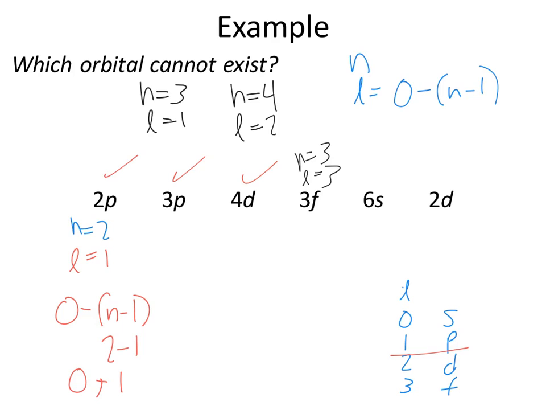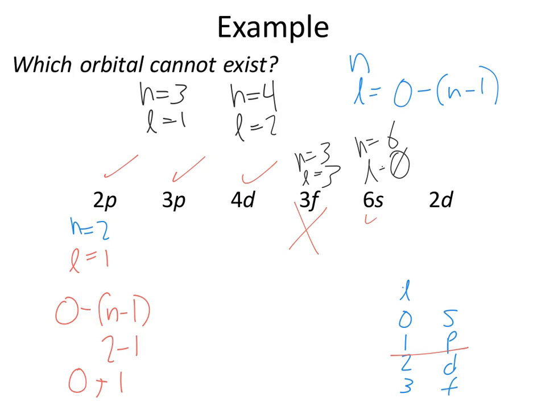Because again, L goes from 0 to n minus 1, the largest value that L could be is 2. 3 minus 1 is 2. And this is L, so actually this one cannot exist. If we go to the next one, 6s, our energy level is 6, so n is equal to 6. Our L is S, so that is characterized by the L value of 0. And sure, absolutely, L can be any value, 0, 1, 2, 3, 4, or 5, because n minus 1 is 5. And so in this case, S, 0, that's all good.